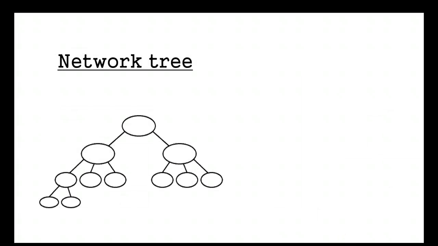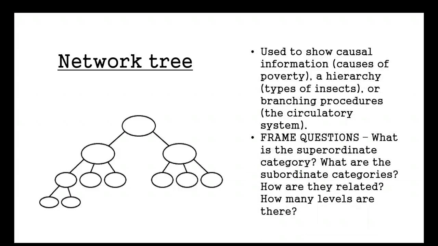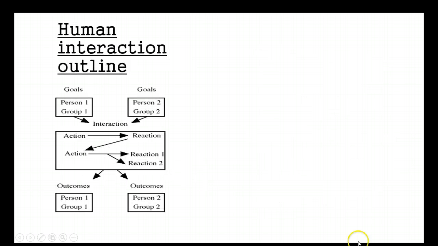Network tree, this is one that gets used a lot, and it's used for a lot of different things. Causes of something: this is the thing, and then these are the causes, and it gets down to the little things. A hierarchy or procedures. So that one can get used for a lot of things. The human interaction outline: if there are two groups of people, what happens when they mix? Or two individual people, what happens when they mix?